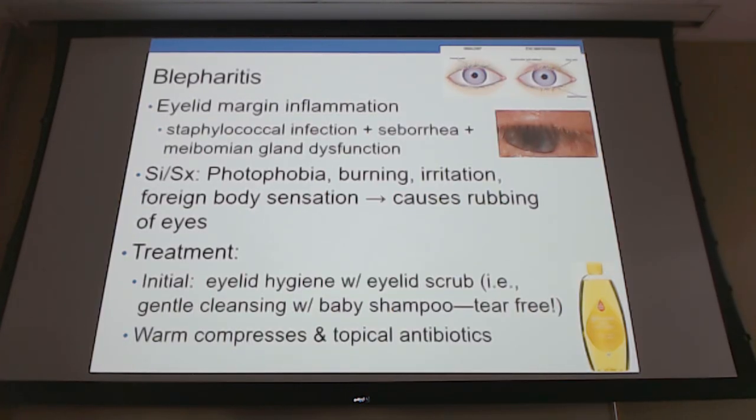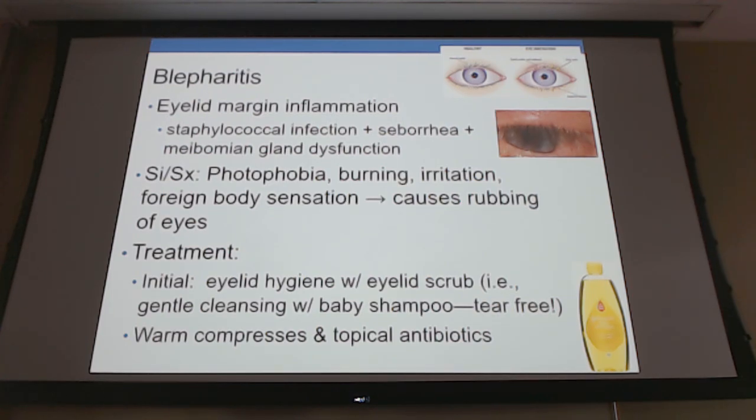I went down a little rabbit hole about what tear-free shampoo is. It's actually kind of interesting. It's a bigger surfactant molecule, and they change the pH so it's more in line, above 7, so that it's really not burning their eyes. So I was like, that's kind of interesting.